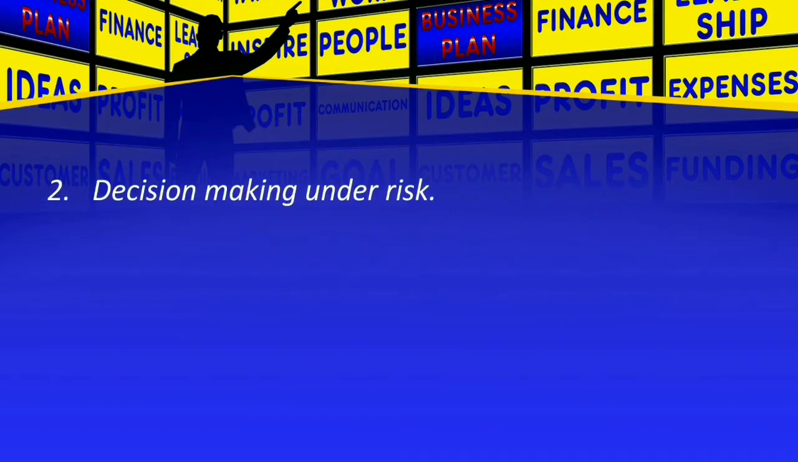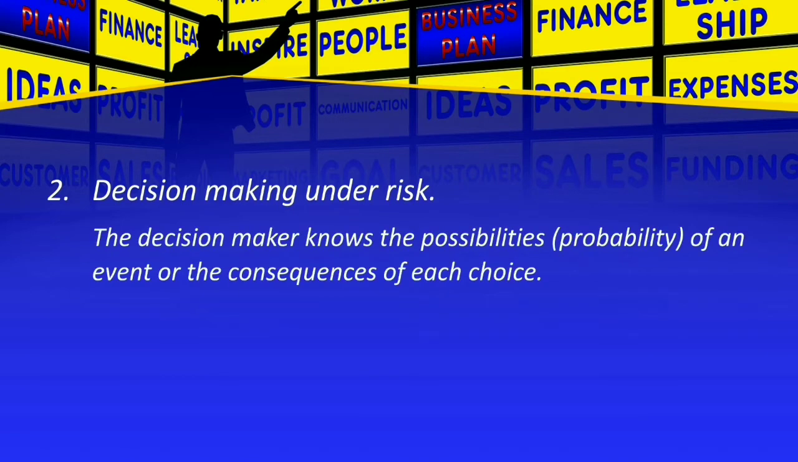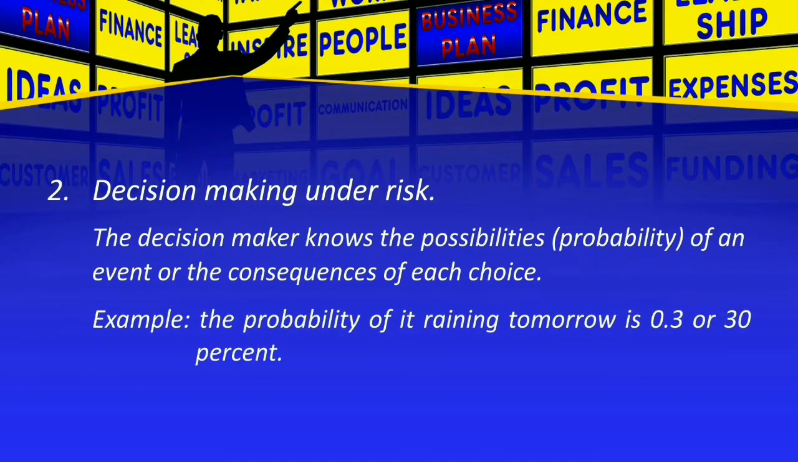The second is decision making under risk. The decision maker knows the probability of an event or the consequences of its choice. For example, the probability of it raining tomorrow is 0.3, or we can call it 30%.